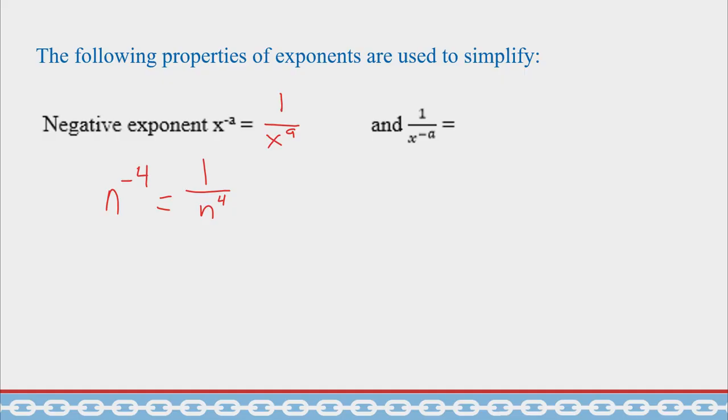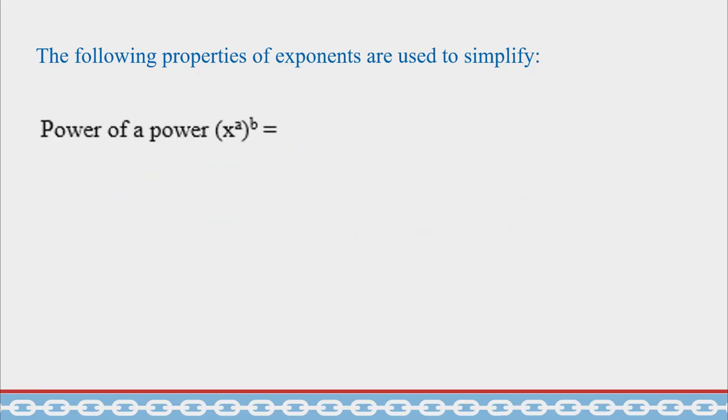The flip side of that, if you have a negative exponent in the denominator spot, that's going to mean that it's going to be x to the a. So 1 over n to the negative 3. This term, this n to the negative 3, is on the wrong side of the fraction bar. So I need to move that to the top side of the fraction bar, which in this case means you have a denominator of 1. So the fraction bar is going to go away altogether.